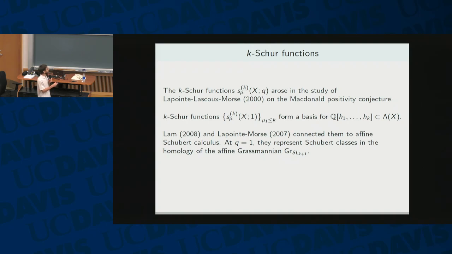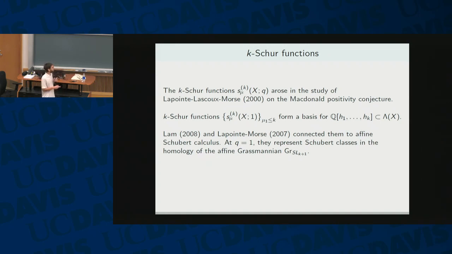So just to get a sense of what kind of class this is: these are symmetric functions indexed by partitions whose first part is at most k. And when you set q as 1, there's a nice description of the space they span. They form a basis for the subalgebra generated by h_1 up to h_k, those homogeneous symmetric functions. Okay. And later, Lam and Lapointe-Morse connected these to affine Schubert calculus, right? This is kind of a remarkable connection. They came up in the theory of Macdonald polynomials, and were eventually connected to something totally different.